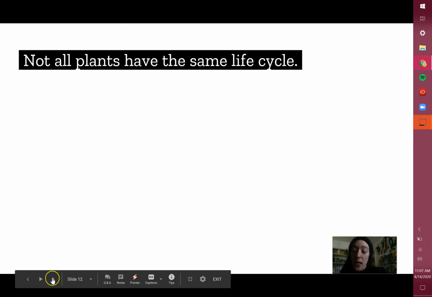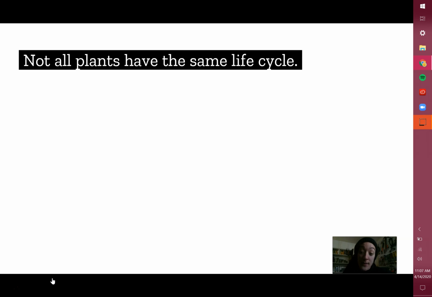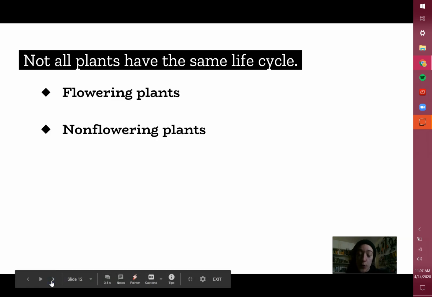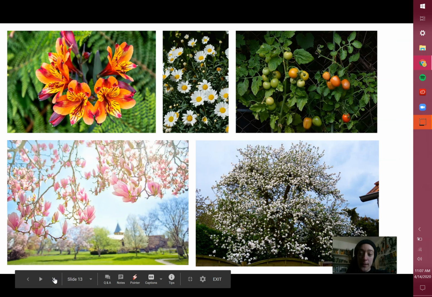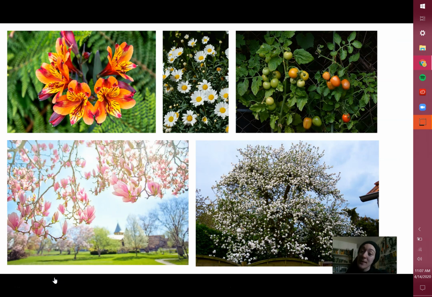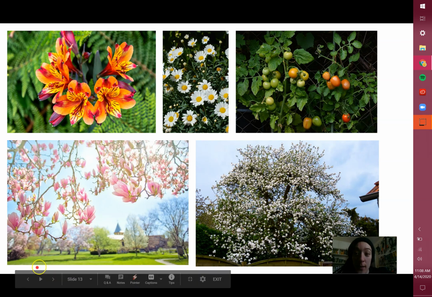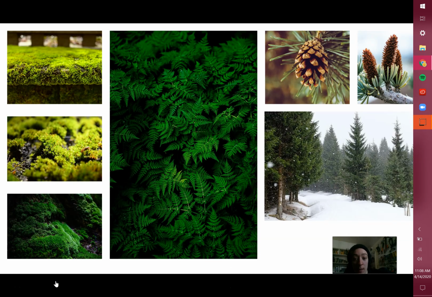Okay, and even though we're going to talk about plant life cycles today, it's important to remember that not all plants have the same life cycle. So we have 2 different types of plants, flowering plants and non-flowering plants. So here are some flowering plants. Most plants that you can think of grow flowers in order to reproduce. Right? Even trees grow flowers. All the fruits and vegetables that you know grow flowers, right? Obviously, flowers grow flowers. And then you also have non-flowering plants.